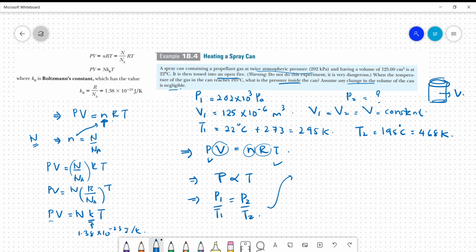So P1 is 202 times 10 to the power of 3 Pascal, T1 is 295, equals P2, nak cari, over T2. T2 is 468 Kelvin. So daripada sini, can you find P2? Yes, so P2 you get 320. So here I get 320 kilopascal.